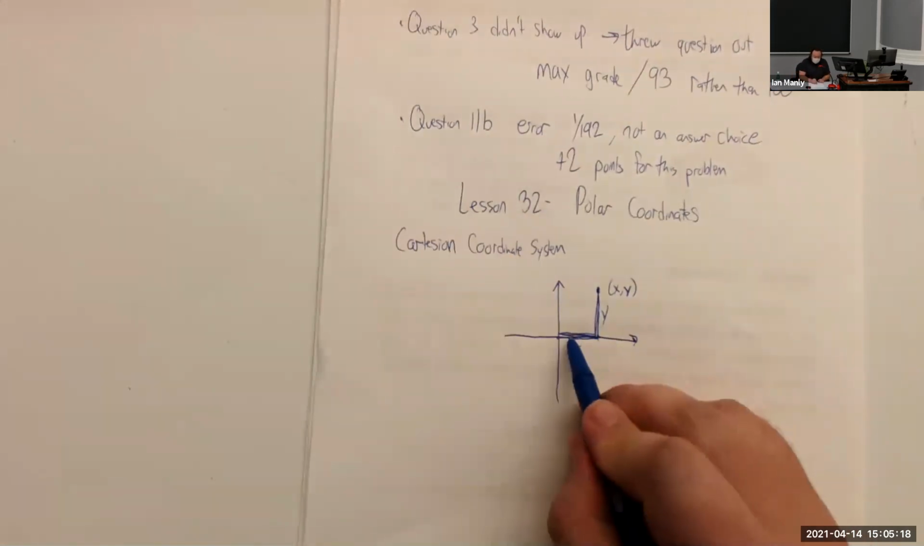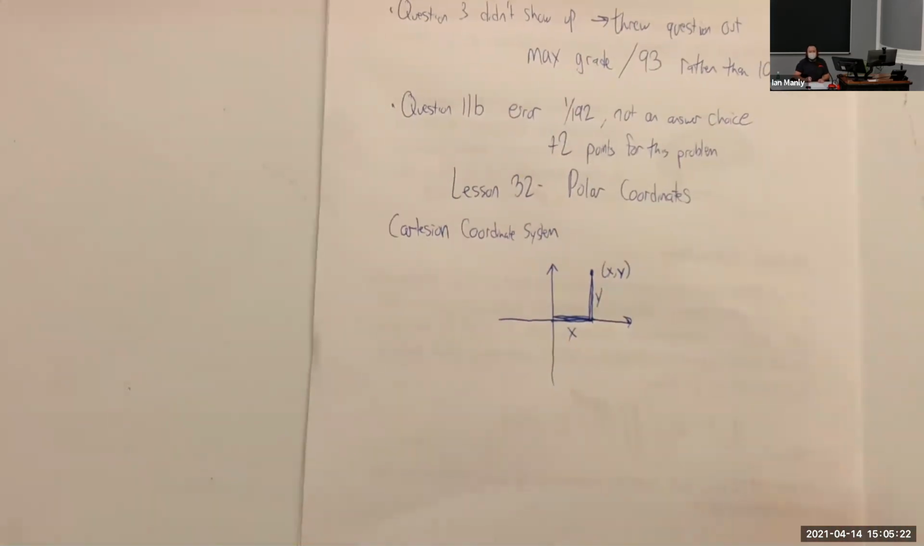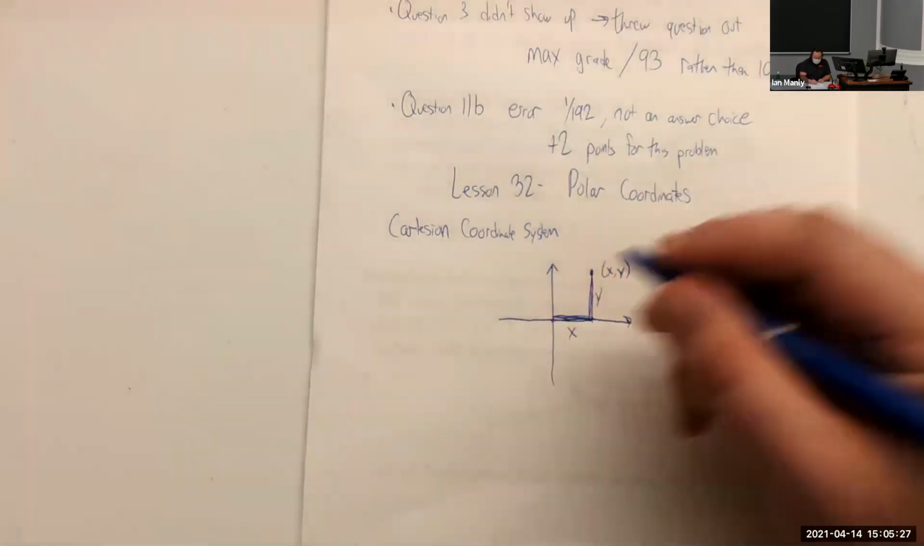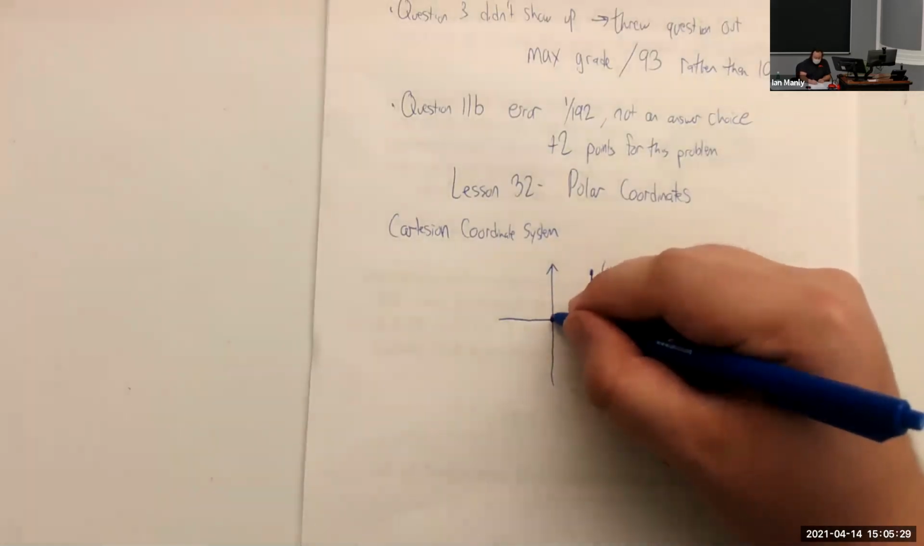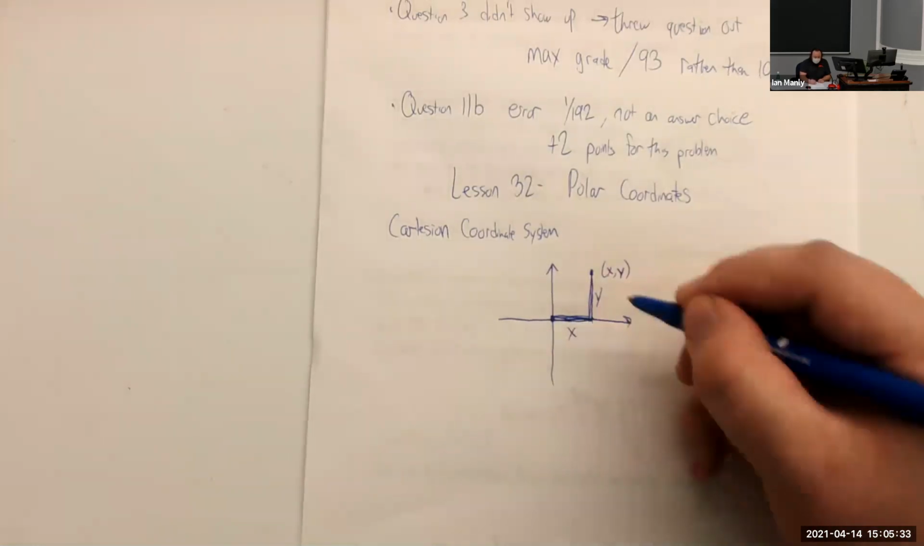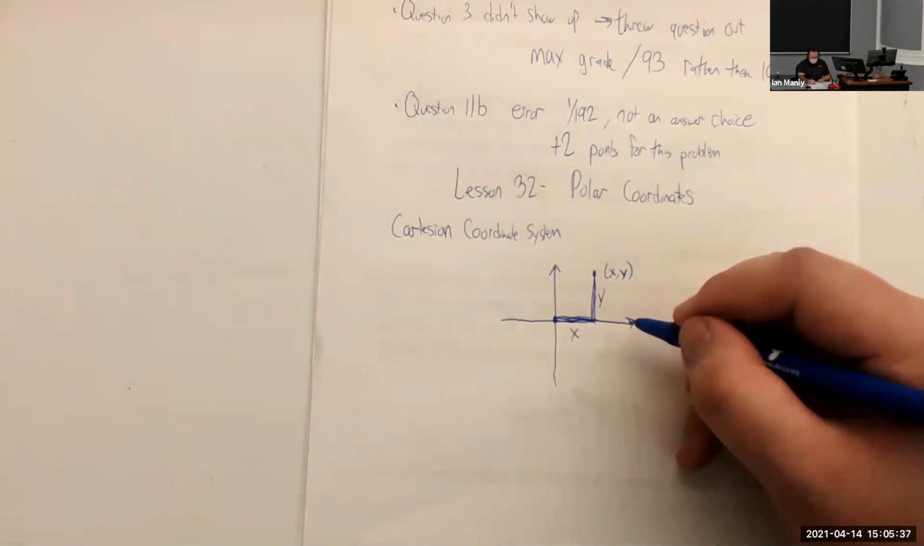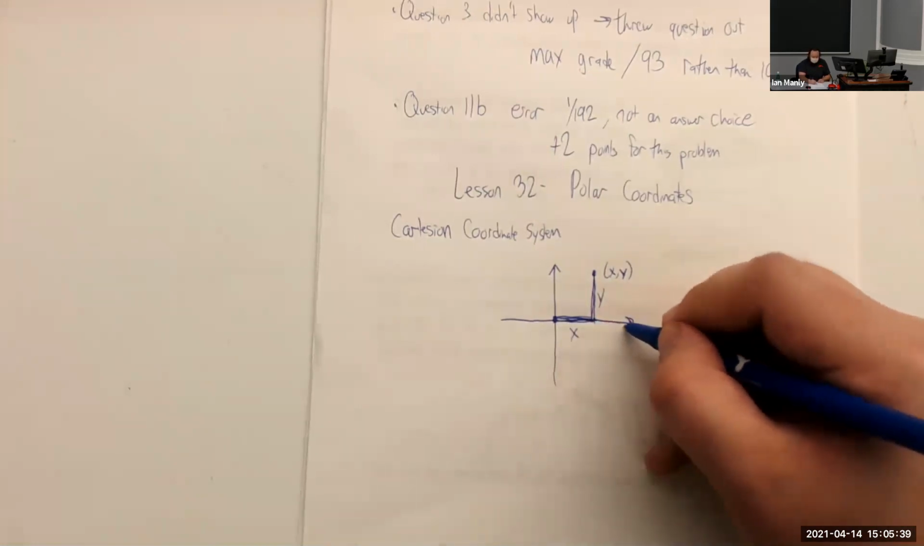So rather than telling you how far to move horizontally and how far to move vertically, we're going to explore another way of identifying points. The other way, polar coordinates: we imagine that we start at the origin, and we're looking in the direction of the positive x-axis. So theta equals 0. Let's imagine we're looking this way, theta equals 0.